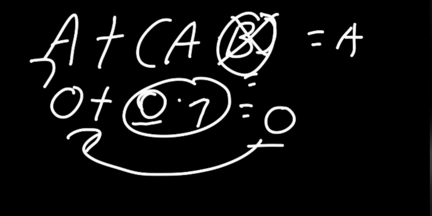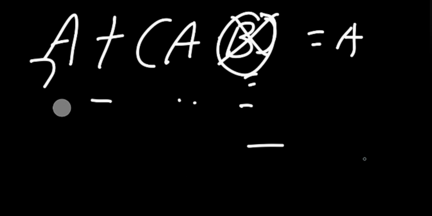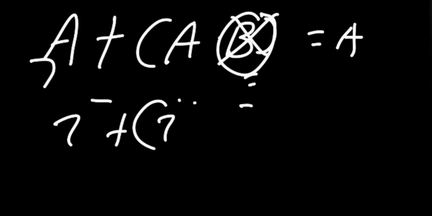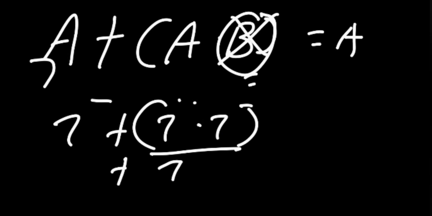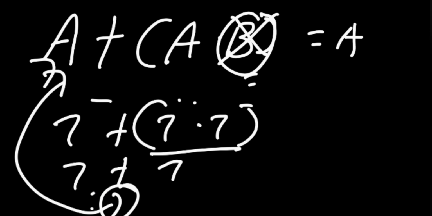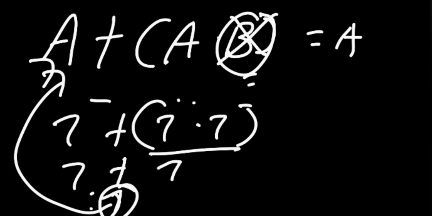Let's say if A and B were both 1, 1 plus 1 dot 1. 1 and 1 dot 1 will give us 1, and 1 OR 1 will give us 1, which is again the value of A. So it doesn't matter what the value of B is. The value we get is always the value of A.